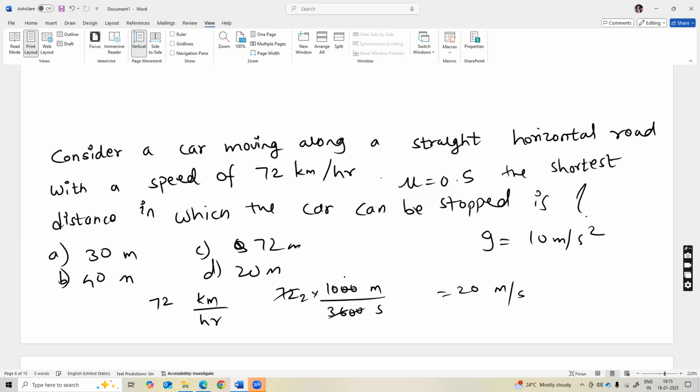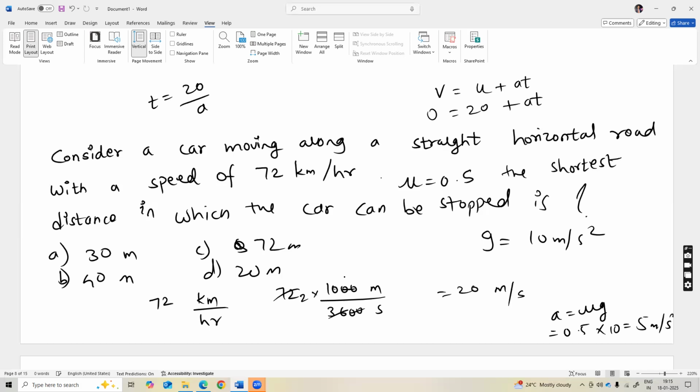It is moving on a horizontal road. V is equal to u plus at. Finally it will come to rest, so v is 0, u is 20 plus at. So t is equal to basically 20 by a. And of course the acceleration will be negative in this case. So acceleration is basically mu g, so mu here is 0.5 into 10.